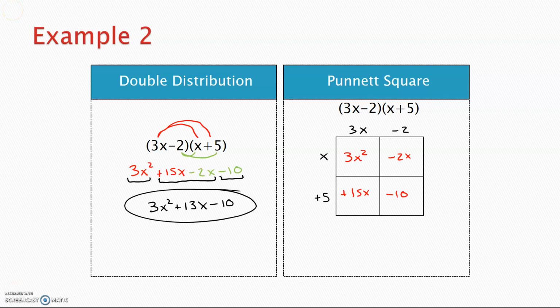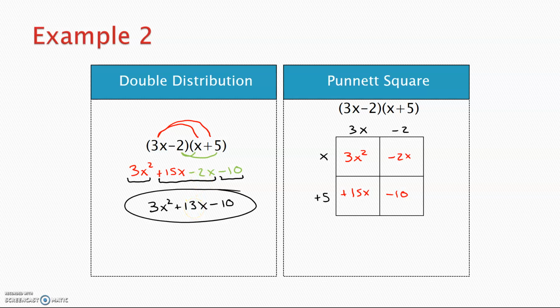So I already did the double distribution. Again, you can see what I multiplied, 3x times x, 3x times 5 is in red. And then I did negative 2 times x and negative 2 times 5, and that's in green. And of course, I wanted to combine. If I can clean anything up, I don't want to leave it just like that, a long polynomial. If I can combine any like terms, let's go for it. 15x minus 2x gave us 13x.